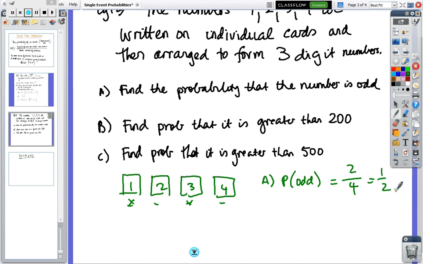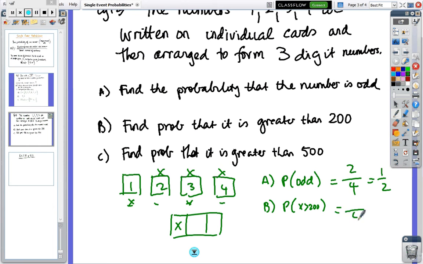What's the chance of it being greater than 200? So thinking about a 3-digit number, this first digit defines how big the number is. So 200, 300, 400 in that first box will be, so there's still 4 numbers, and any one of the first 2, 3 or 4 will give us a number bigger than 200.